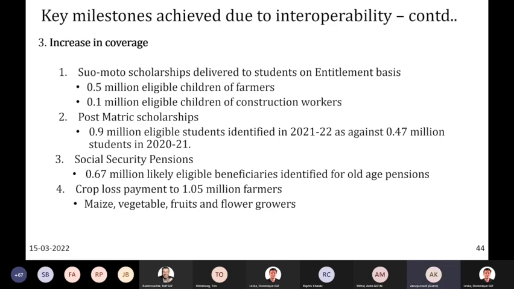Crop loss payments were done to nearly 1 million farmers, particularly maize, vegetable, fruits and flower growers. This utilized the data in Fruits which was fetched from the crop survey, and the farmers were given these payments without them having to apply. Next slide, please.